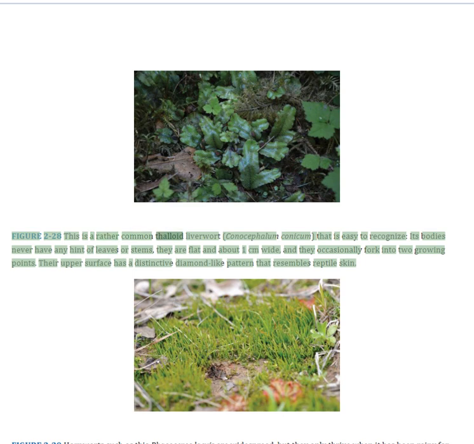Figure 2.28: This is a rather common thalloid liverwort that is easy to recognize. Its bodies never have any hint of leaves or stems, they are flat and about 1 centimeter wide, and they occasionally fork into 2 growing points. Their upper surface has a distinctive diamond-like pattern that resembles reptile skin.